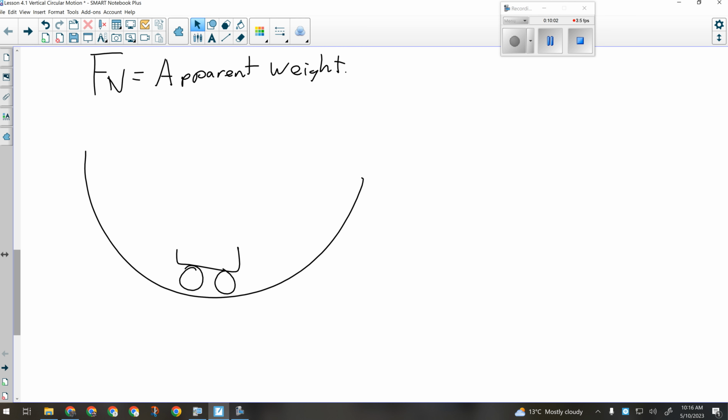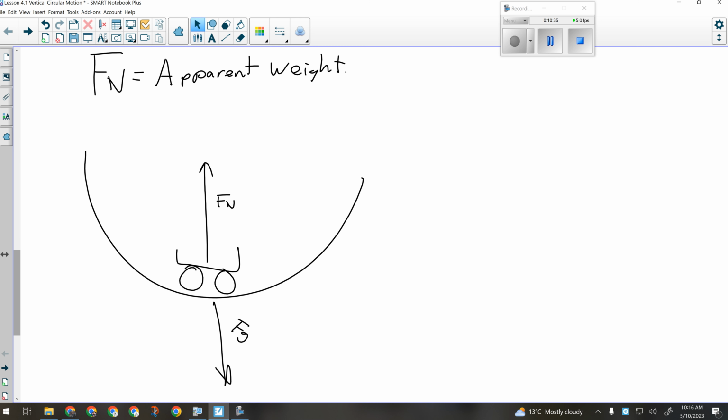Bottom of the circle, on the inside. Which way does gravity act in this situation? Down, which in this case is in or out? Out, yeah. What's this force? Force normal, yeah. Not only is gravity pulling me into the track, but my own inertia is causing me to push on the track as well. And so now I would feel heaviest.